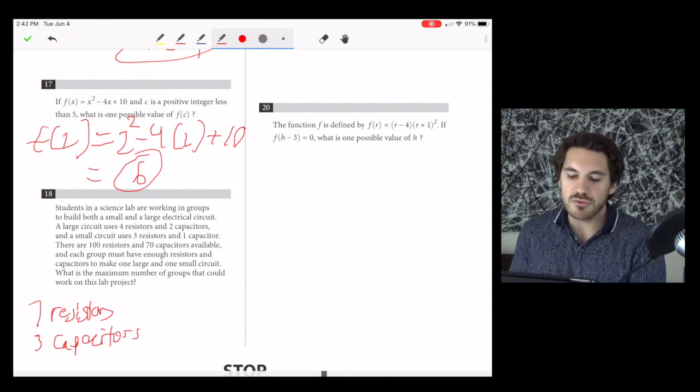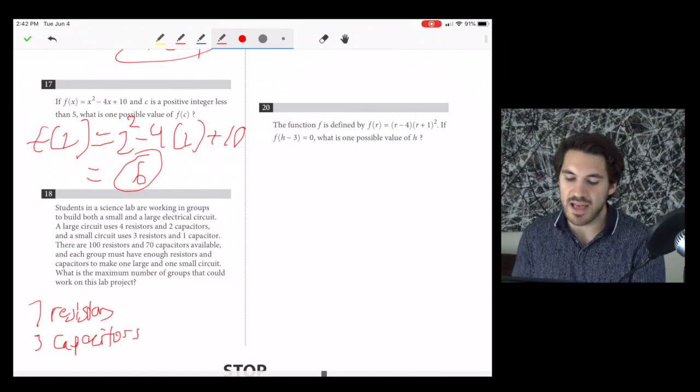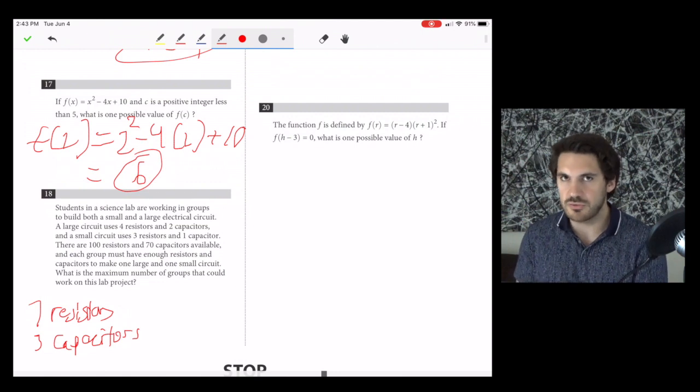But we have 100 total resistors and 70 total capacitors. The question is, which one will run out first if each group has to use 7 resistors and 3 capacitors? Well, the answer is the resistors are going to run out first. So now really, if we know that each group has to use 7 resistors, and there's 100 resistors in total, all we have to do is do 100 divided by 7 and see what that's going to get us.